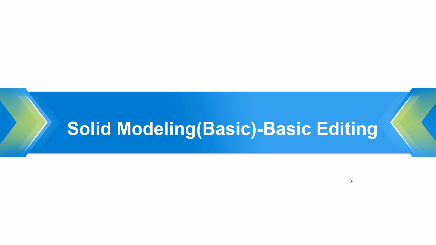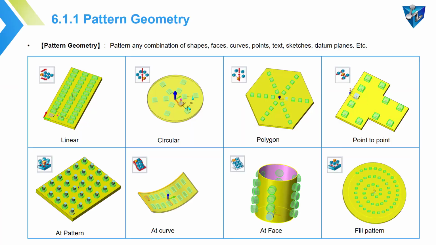Okay, the next chapter is basic editing. It's also the sixth chapter of the solid modeling basics. In this chapter, I will show you how to do some basic editing operations, such as pattern, mirror, move, rotate, and etc. Now let's get started.